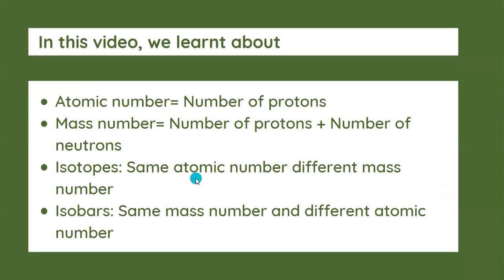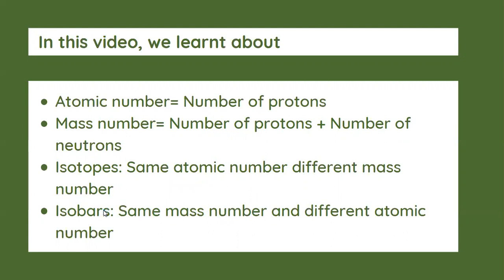So with this, we finish learning about the atomic number. Atomic number equals the number of protons. Mass number is the number of protons plus the number of neutrons. Isotopes have the same atomic number but different mass number. Isobars have the same mass number but different atomic number.